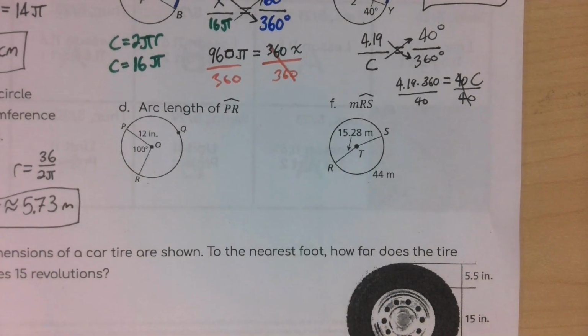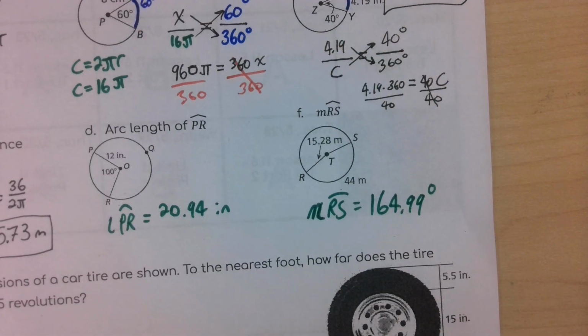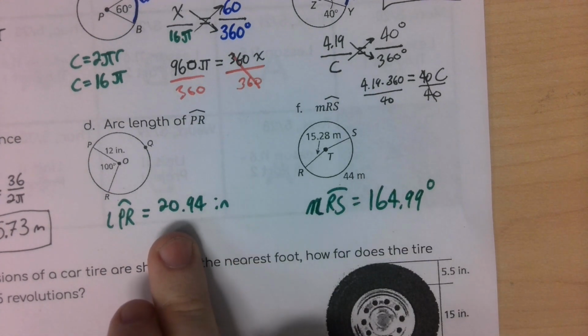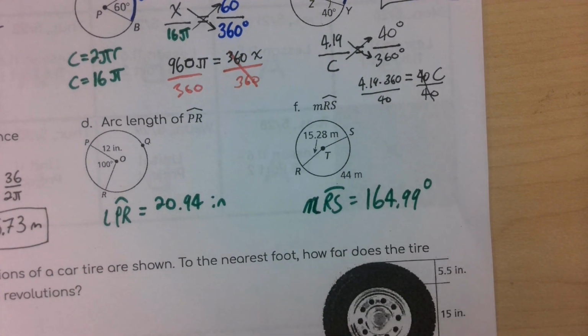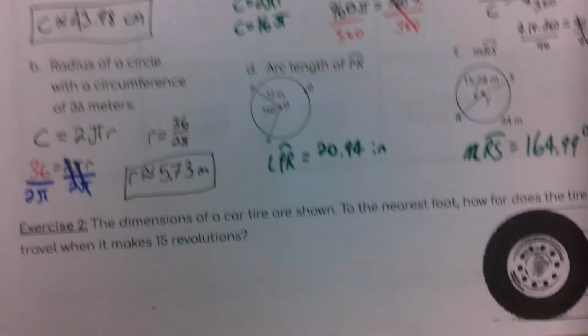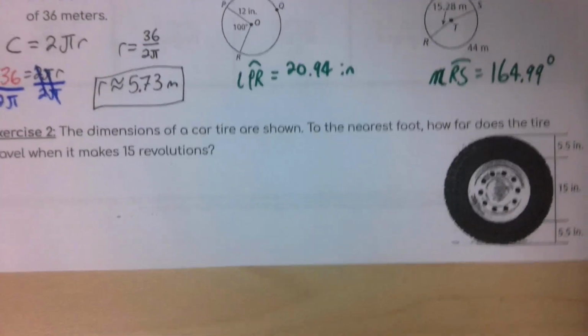I want you to pause the video and try out problems D and F. Give it a shot and check your answers in just a moment. How did we do? As we can see here, the arc length of PR was 20.94 inches. The measure of RS is 164.99 degrees. If you have any questions about these, please let me know. I'm happy to go over them with you. With that said, though, we have the last problem of this small section.